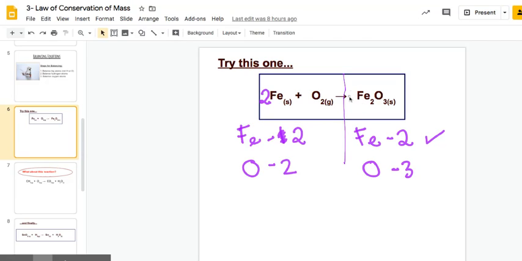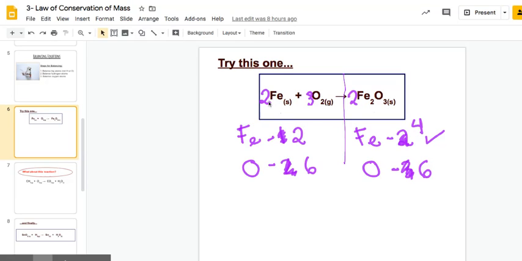So if I put a 2 in front of here, 2 times 3 is 6 oxygens now. And that means that I need a 3 on this side. And 3 times 2 is 6. So my oxygens are balanced. But the thing is, my irons aren't anymore, because when I put this 2 in front, I actually changed my amount of iron. So 2 times 2 is, I now have 4 here.